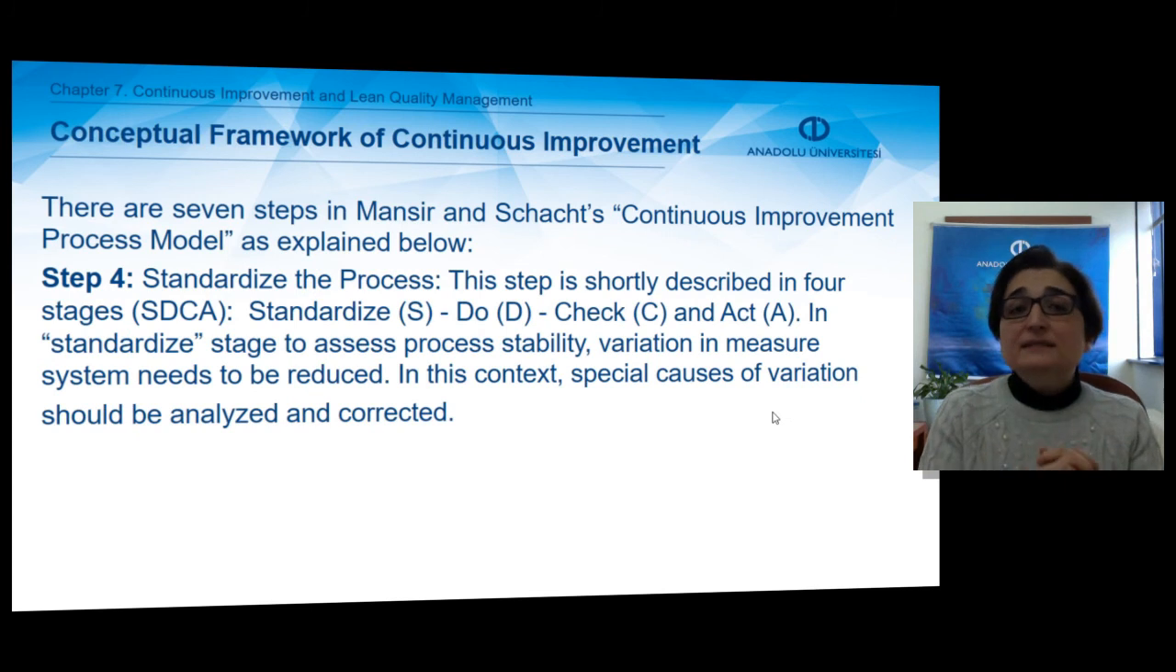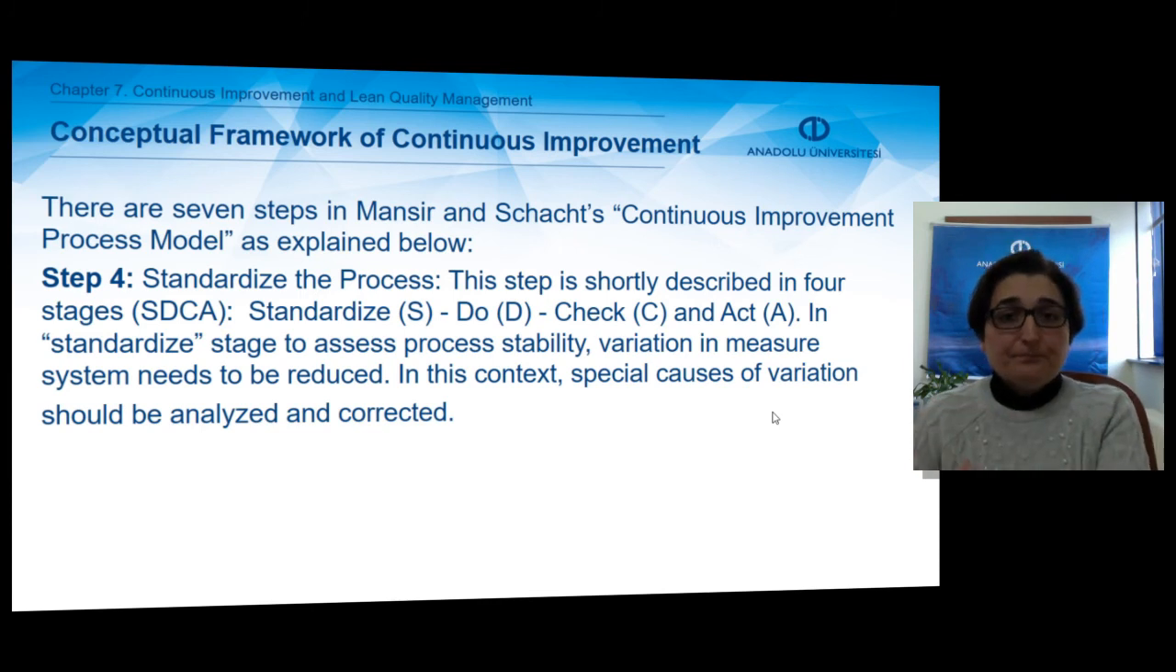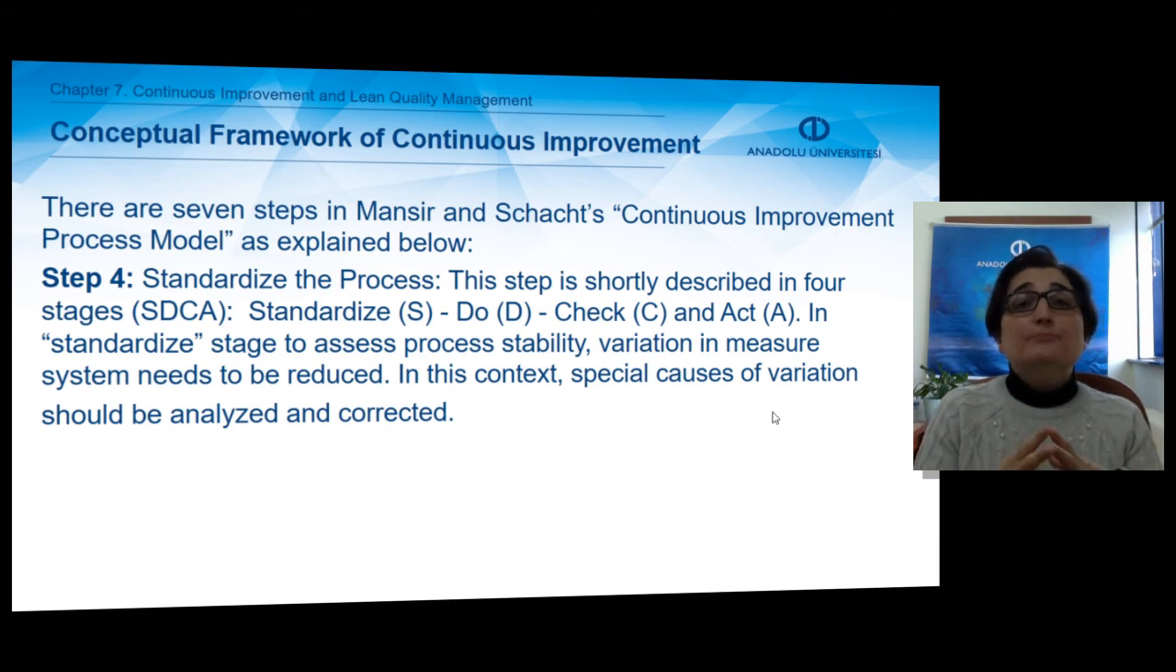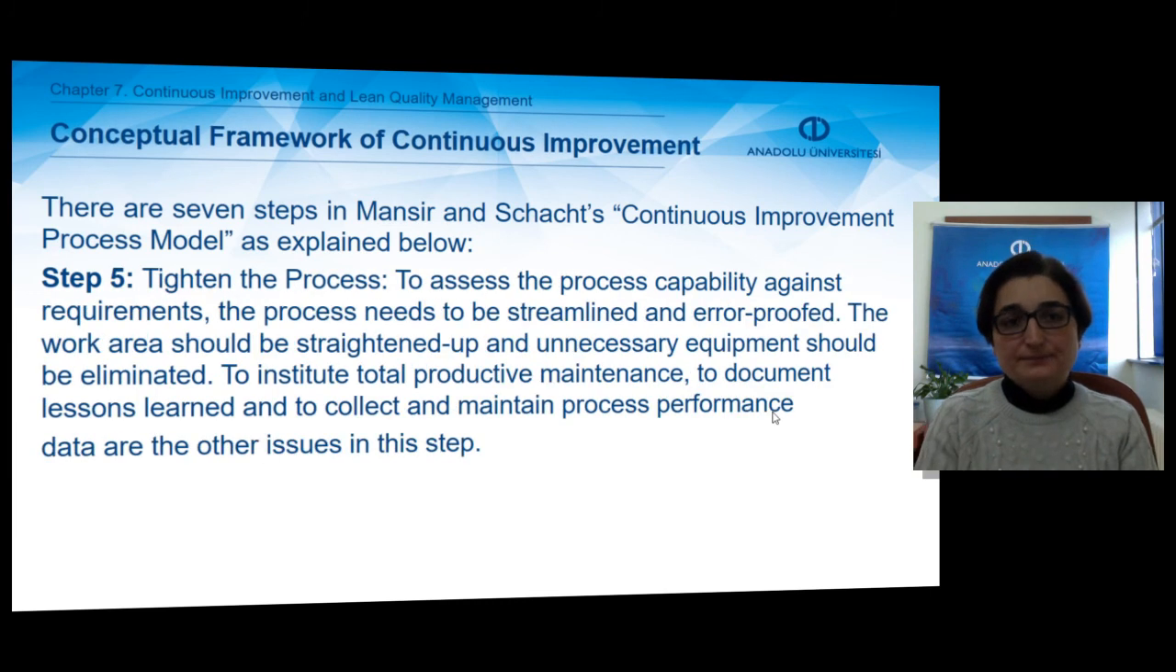The fourth step, standardize the process. This step is shortly described in 4 stages: standardize, do, check, and act. In the standardize stage, we assess process ability. Variation in measure and system needs to be reduced. In this context, special causes of variation should be analyzed and corrected.